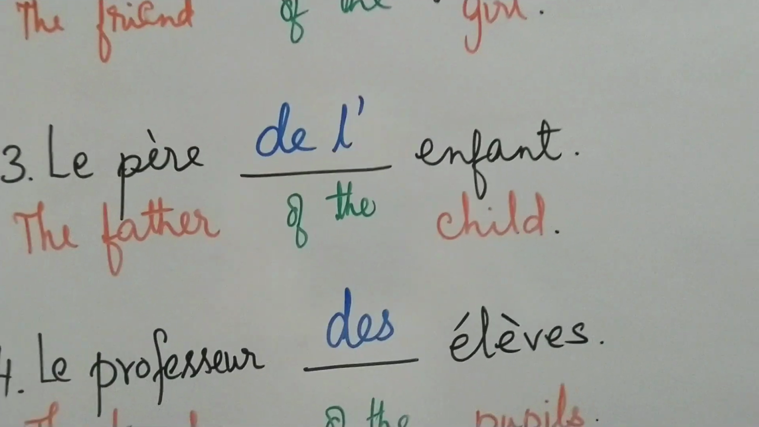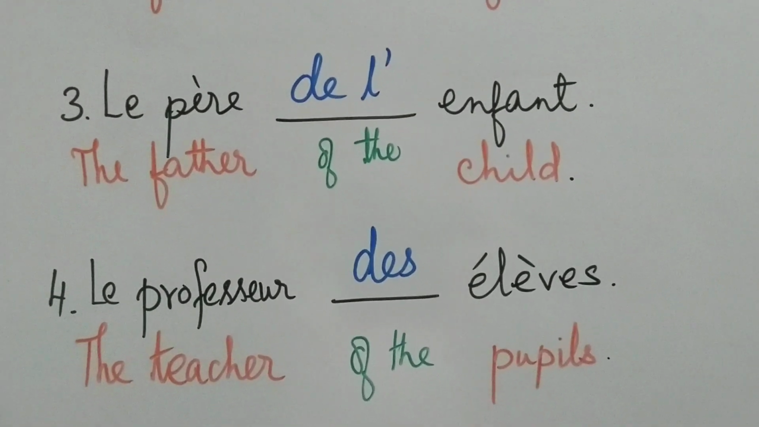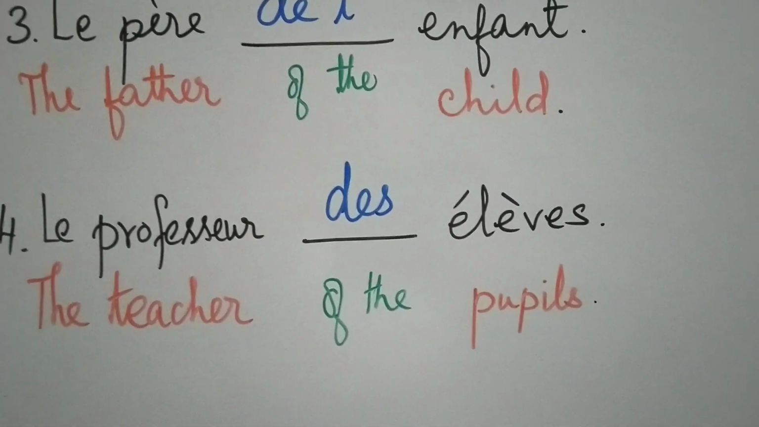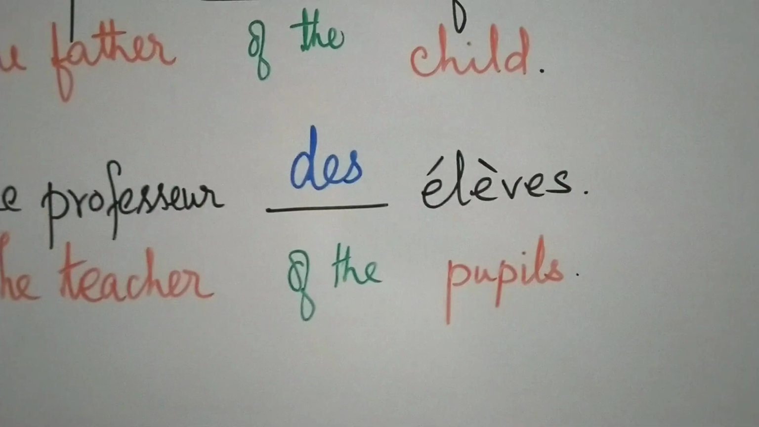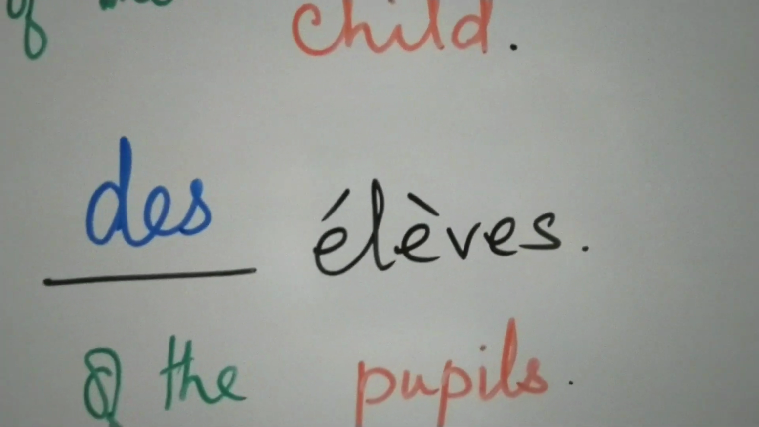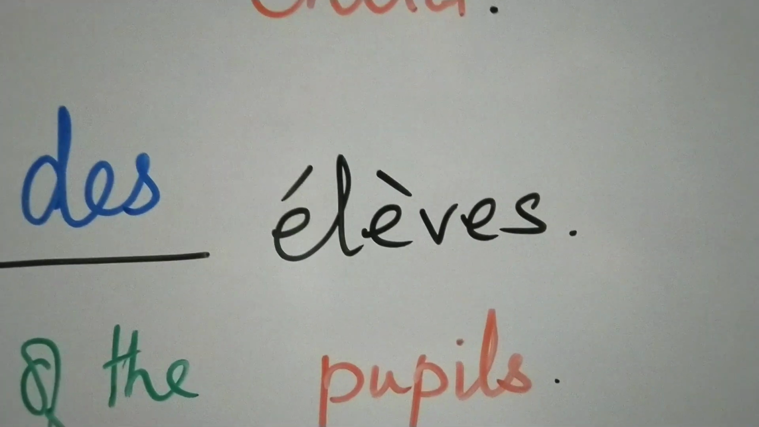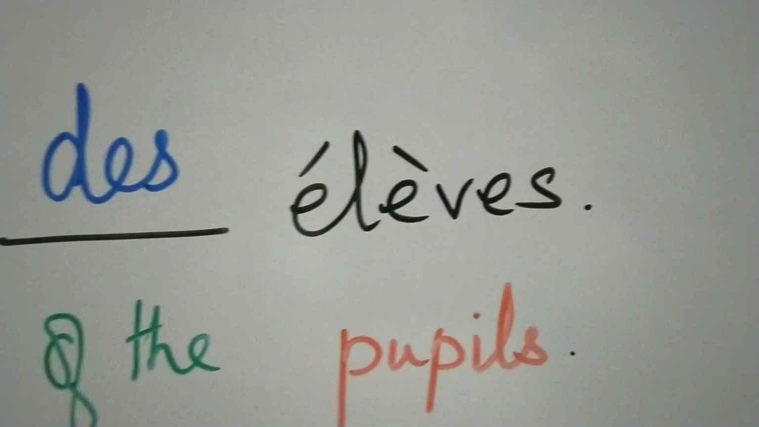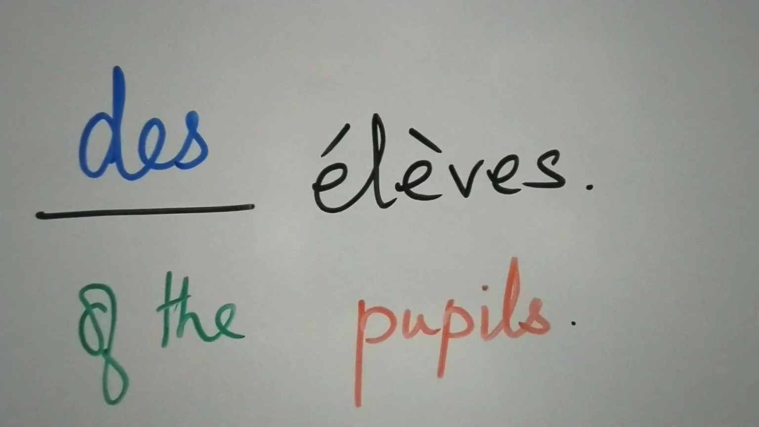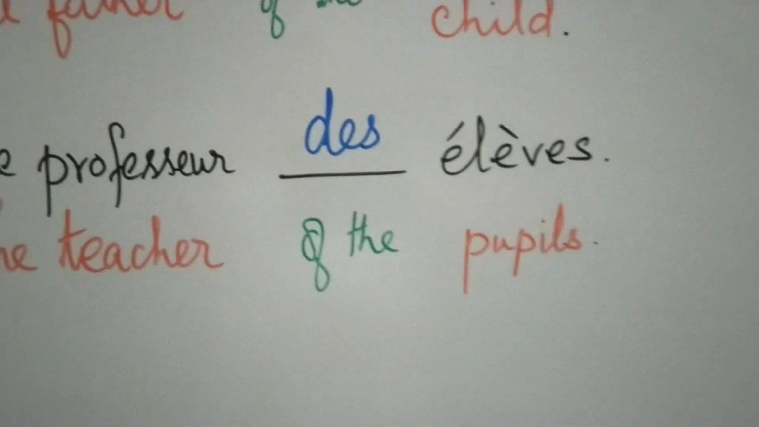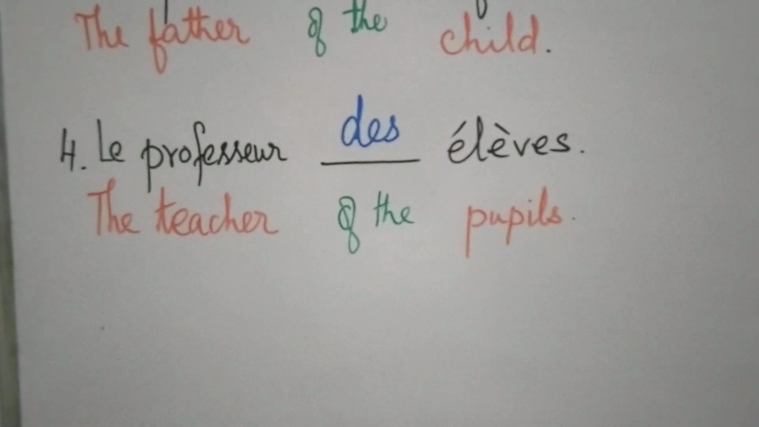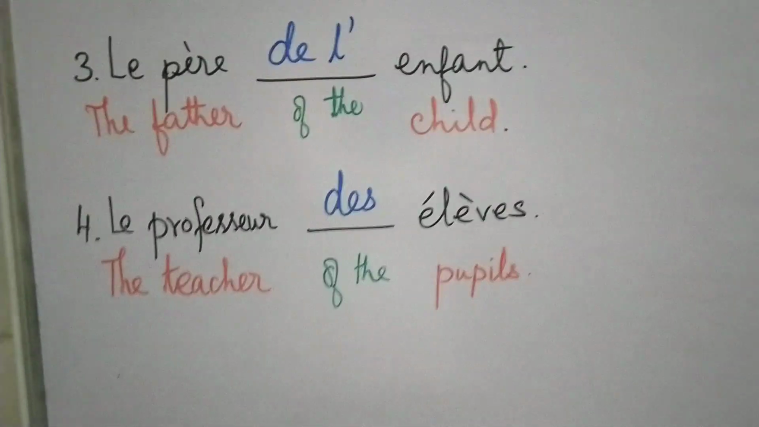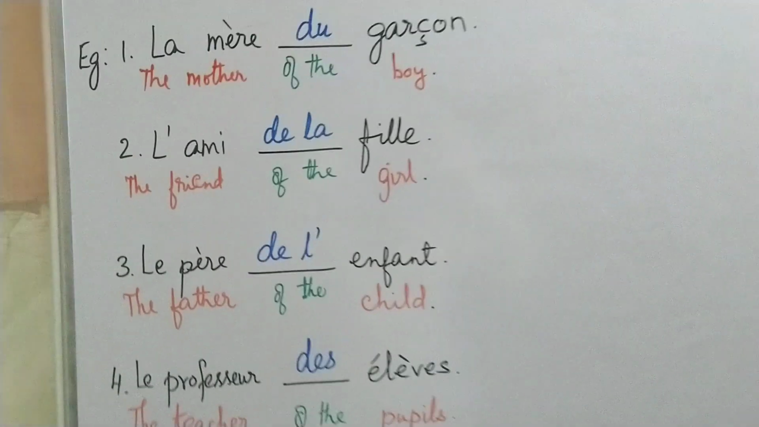And in the last example, I have given you le professeur des élèves, the teacher of the pupils. If you look at this noun which is after the blank, élève, even though it begins with a vowel e, it ends with an s, therefore it is made plural. So when élève is plural, des would be used before all plural nouns. So, le professeur des élèves, the teacher of the pupils. I hope you would have understood the contraction of the definite article with de.